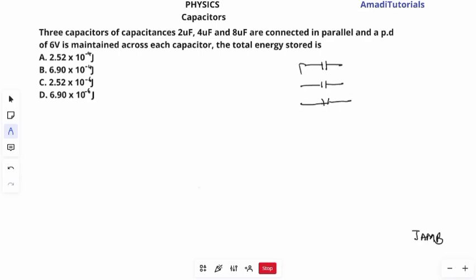So they are connected in parallel. This is parallel connection when they share the same terminal. So here they said it's applied 6 volts. So the first one here is 2 microfarad, 4 microfarad, and 8 microfarad.